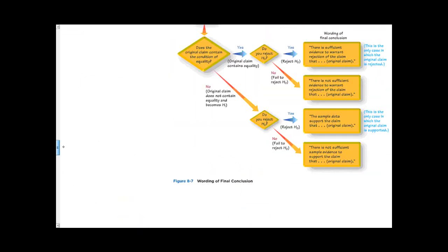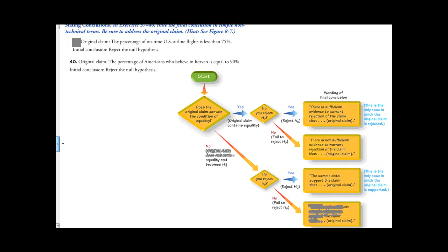All right, now the last thing we're going to look at is stating the final conclusion, okay? In exercise 37 through 40, state the final conclusion in simple, non-technical terms. Be sure to address the original claim. The original claim is that the percentage of on-time U.S. airline flights is less than 0.75. So that is the claim, that the percentage or proportion is less than 0.75.